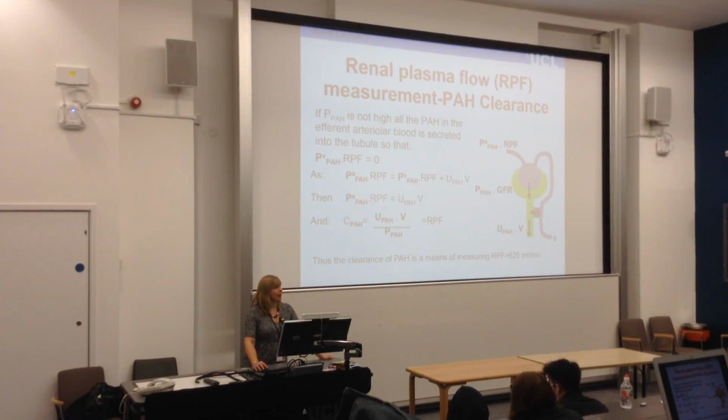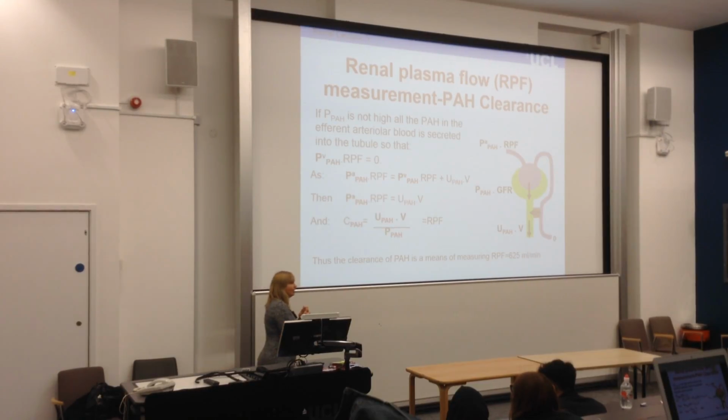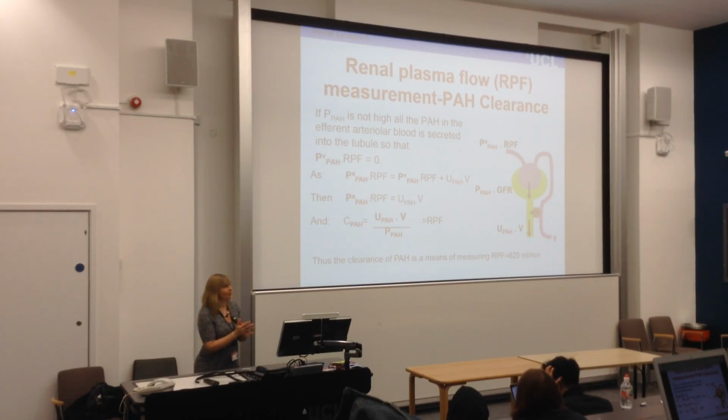So basically we look at the clearance of PAH, which can be calculated from the urinary concentration times the volume of urine divided by the plasma concentration of PAH. The clearance of PAH gives us the renal perfusion rate. When you calculate the clearance of PAH, it gives a value of 625 mLs per minute. And if you think back to the gold standard inulin, its clearance is around 125 mLs per minute. So I always said to you, only a proportion of the blood goes down through the glomerulus and into tubular fluid.